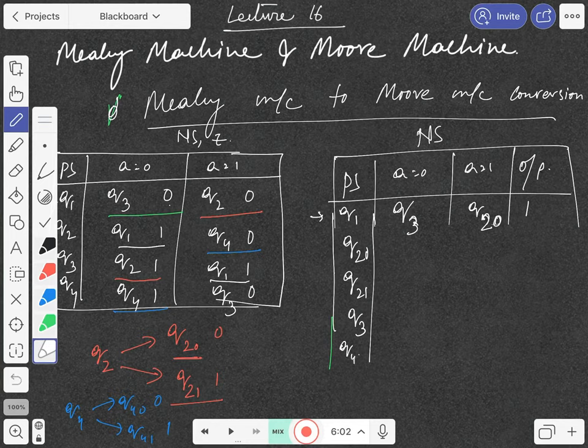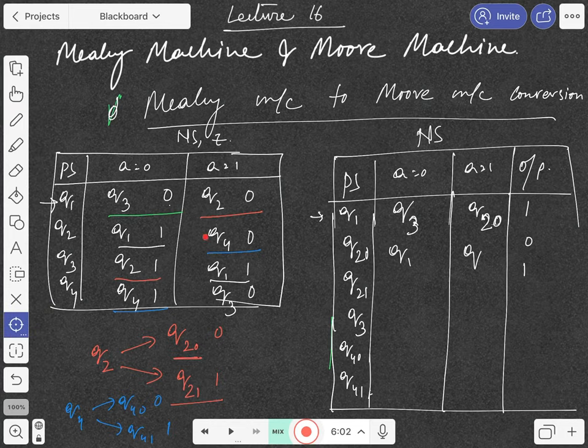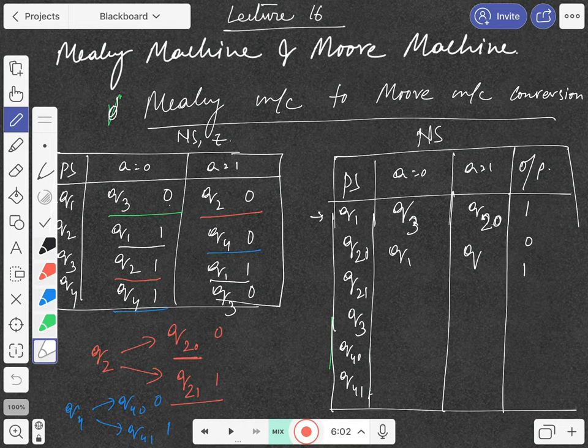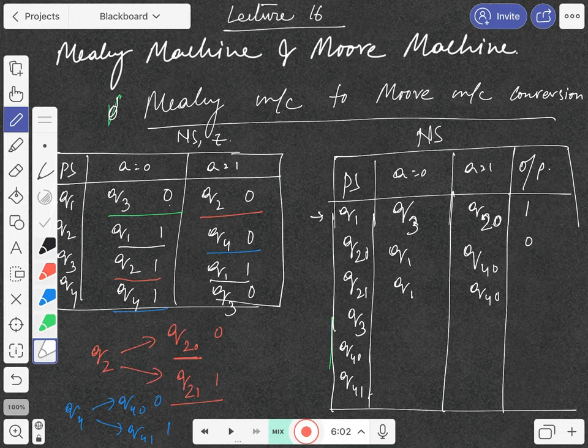So just write here Q4 0, another is Q4 1. Now obviously for Q2 0 the output will be 0, and for Q2 1 the output will be 1. For Q2 0, just write it as Q1, and the next state Q4, the associated output is 0. So just write it as Q4 0, and for Q2 1 here it is Q1 same, and this one will be Q4 0, and the associated output is 1 only.